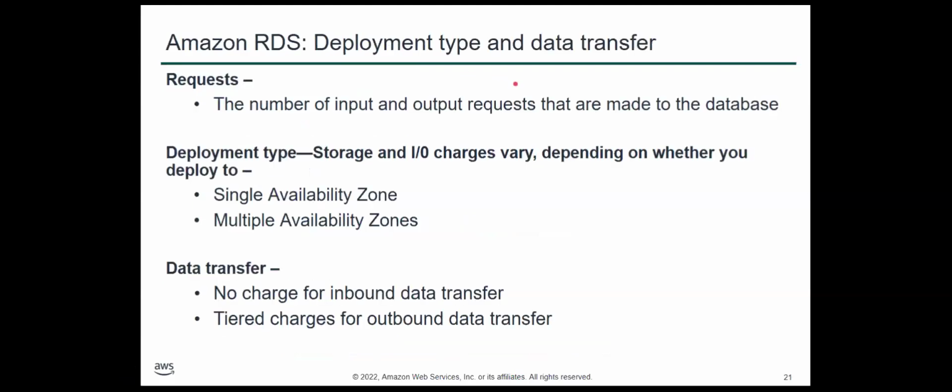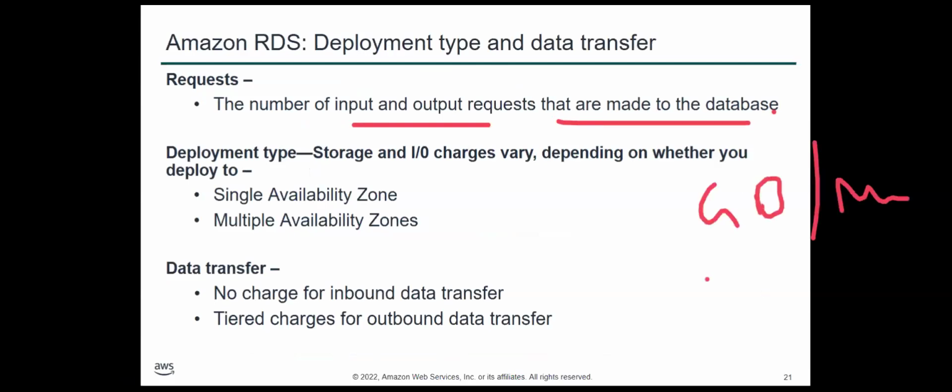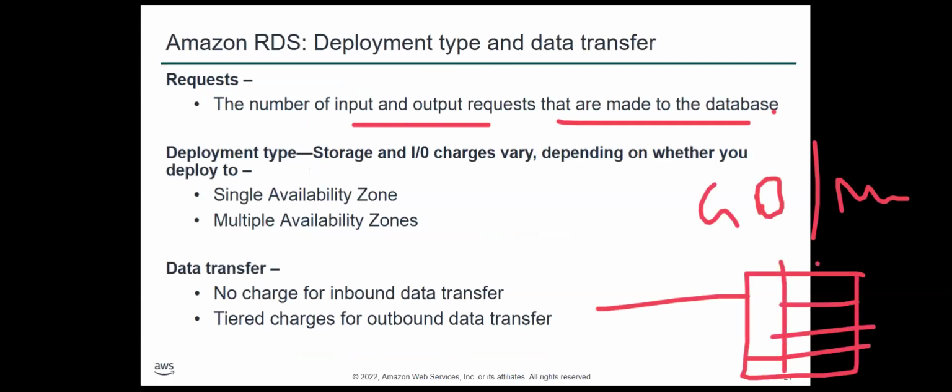Next, the deployment type and data transfer. As I already mentioned, the number of input-output requests that are made to the database. We can go for another method also. Either you go for GB per month or the number of requests we give to the database. For the database, how many requests we are sending. That get method, especially the get method alone will be charged. Next, deployment type: we can deploy in a single availability zone or multiple availability zones so that we are able to get the data faster.